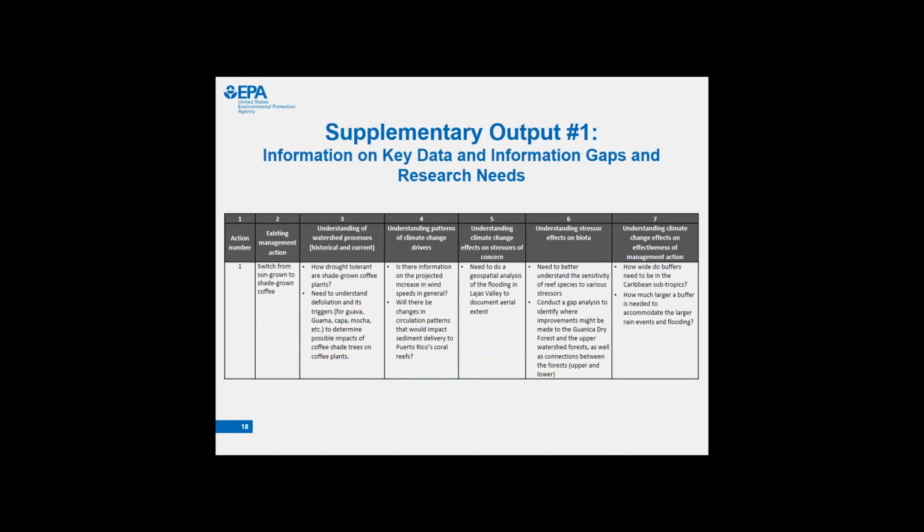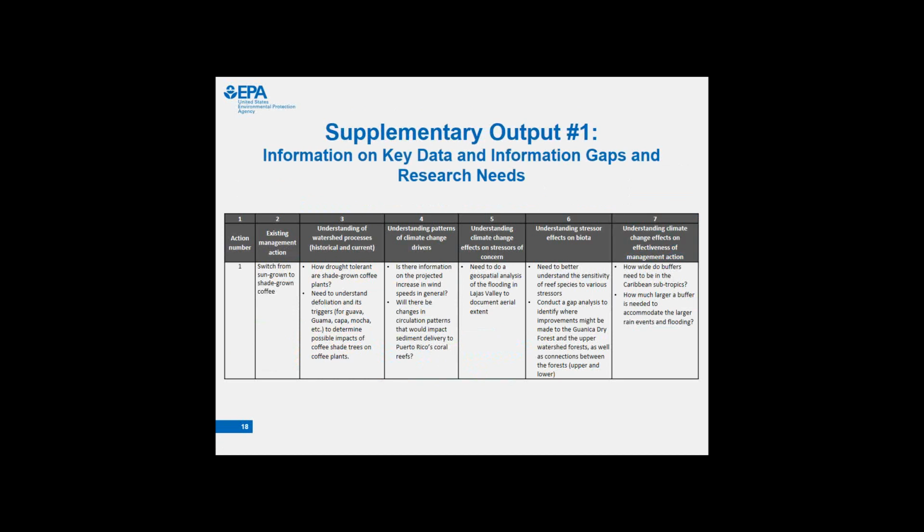relevant here? What do we know about projected increases in wind speeds? That can be really important for desiccation as well as physical stress. What will be changes in circulation patterns? Since this is all a problem for reefs, what do we know about sediment delivery to reefs, and what is even our target of how much sediment needs to be reduced, and how do we think about whether this strategy by itself or with others would be sufficient from a coral reef perspective?